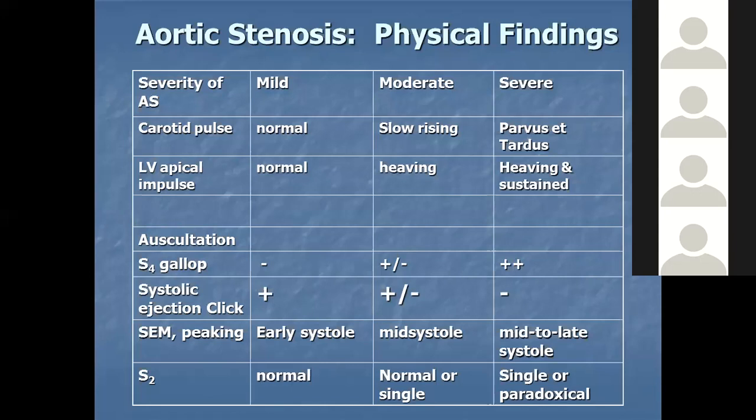When AS is mild, the carotid pulse is normal, the LV apical impulse is normal, there is no S4 gallop, there is a systolic ejection click, and a systolic ejection murmur which peaks early, but no S2 change.